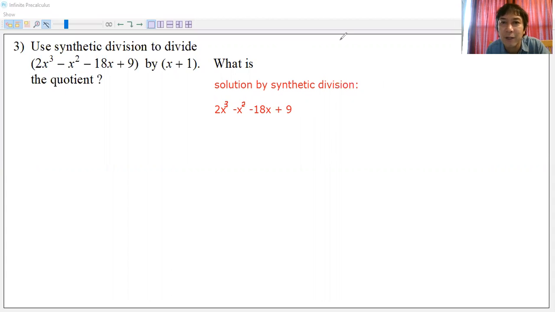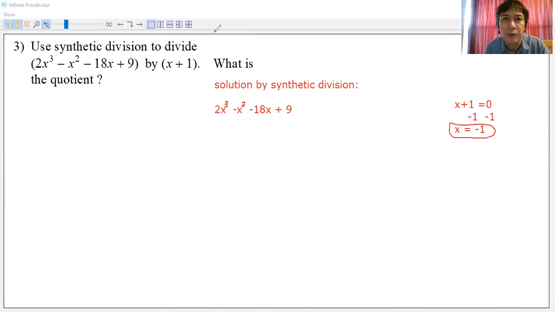Our trial divisor, of course, we can solve it over here. x plus 1, equate that to 0, solve for x. That will just be minus 1, and that will be x equal to negative 1. So our trial divisor is negative 1.